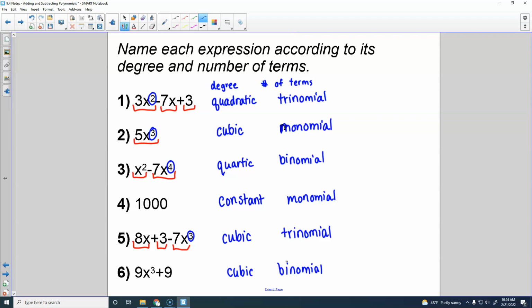This is mostly just important because I want you to be able to understand if I call something a cubic monomial, what in the world am I talking about? Because it sounds like a bunch of crazy words that you may or may not understand. So if you understand what this means, that helps you follow whenever you're listening to somebody talk about this.